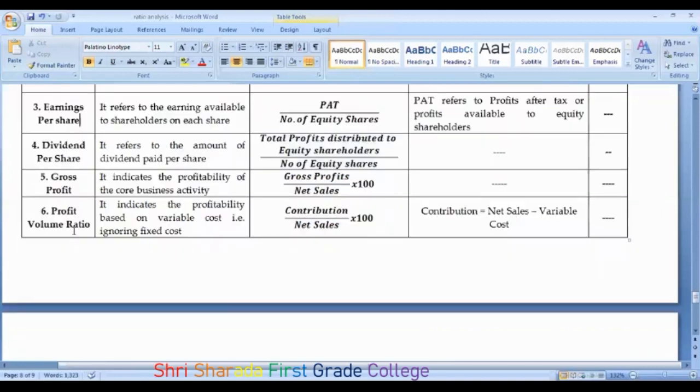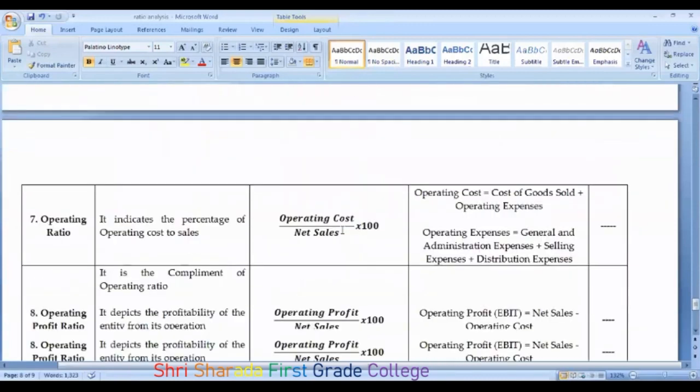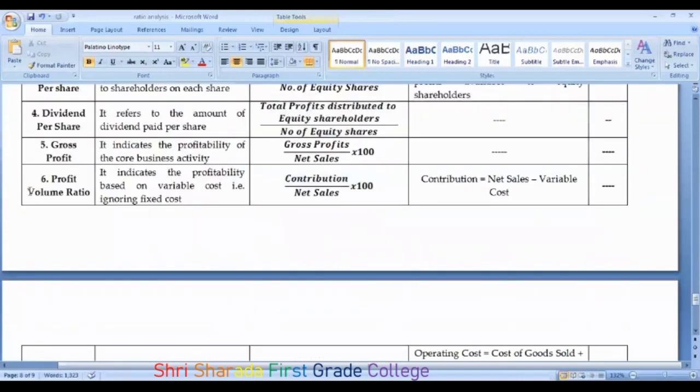Again, the profit volume ratio, the PV ratio, which you have learned in your marginal costing. The PV ratio is nothing but contribution divided by net sales, multiplied by 100, ignoring the fixed assets. It is not going to consider the fixed assets because sales minus variable cost gives you the contribution. For that reason, the PV ratio doesn't consider the fixed assets. Profit volume ratio: volume indicates the sales.